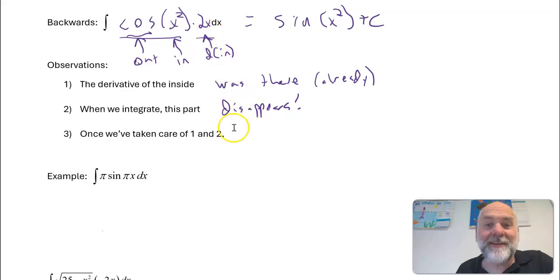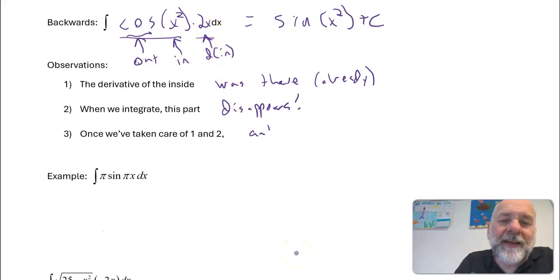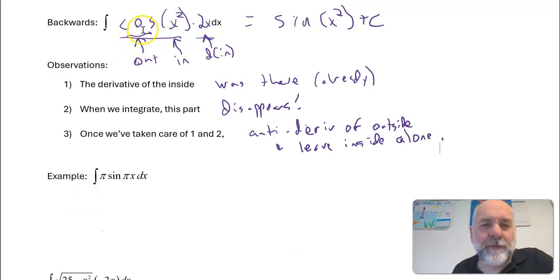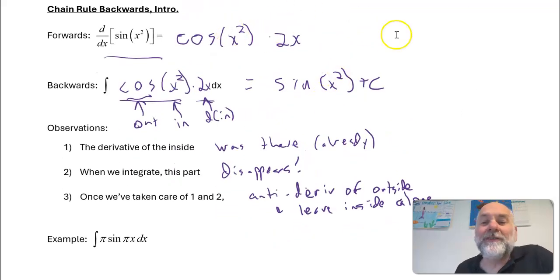Once we've taken care of that, then we just do the antiderivative of the outside and leave the inside alone. So we do the antiderivative of cosine, that's sine, and then x squared we just left alone. So that might be kind of weird, that the 2x just vanishes when you do the integral of it.